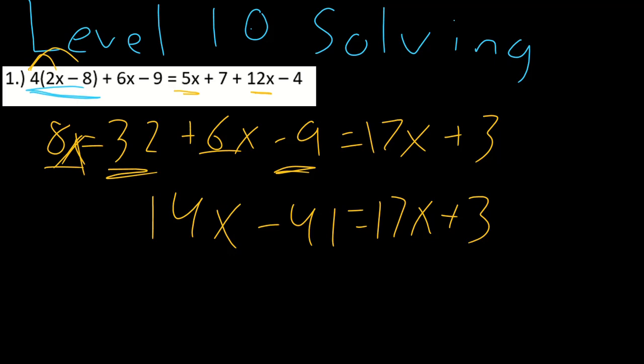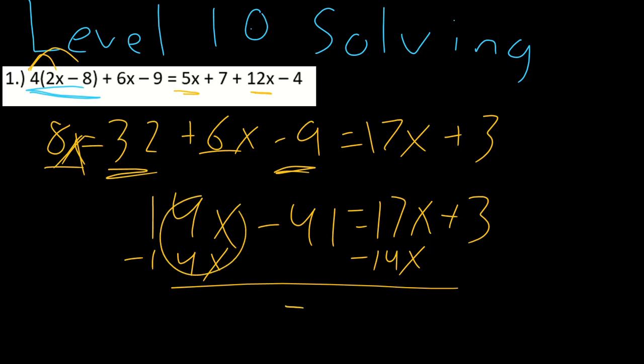There's an x on the left and an x on the right. And I want to move the smaller one. So I'll do minus 14x, minus 14x. And from there, those cancel. And now I have negative 41 is equal to 17x minus 14x is 3x plus 3. And look at this. With just a couple of lines of work, we've made this into a very, very easy problem. We now want to ask ourselves, hey, how can I get x by itself?